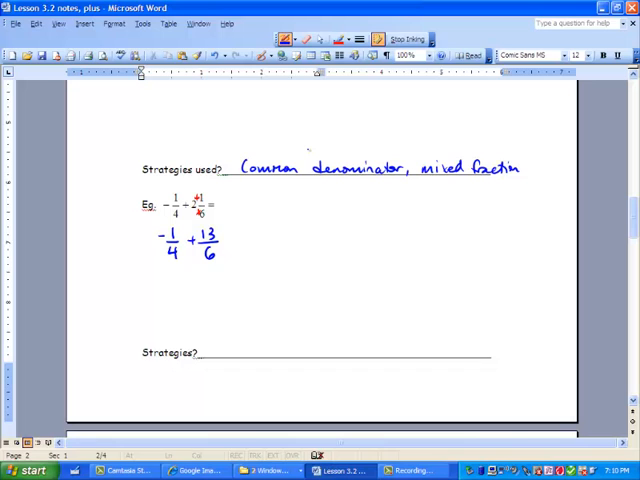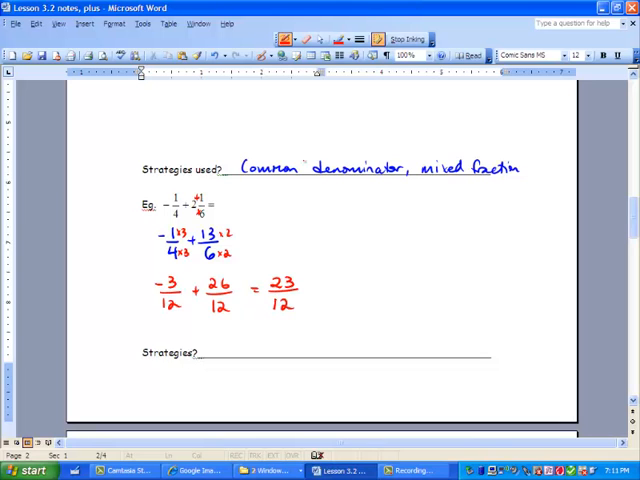What's our common denominator going to be? It looks like 12. So we multiply this one by 3 and this one by 2. Remember, whatever we do to the top, we have to do to the bottom. So we get negative 3 over 12 plus 26 over 12. Now put your fingers over the 12s and say negative 3 plus 26. You're in the hole $3, and I am so generous, I give you $26, so you're going to be up $23 over 12.